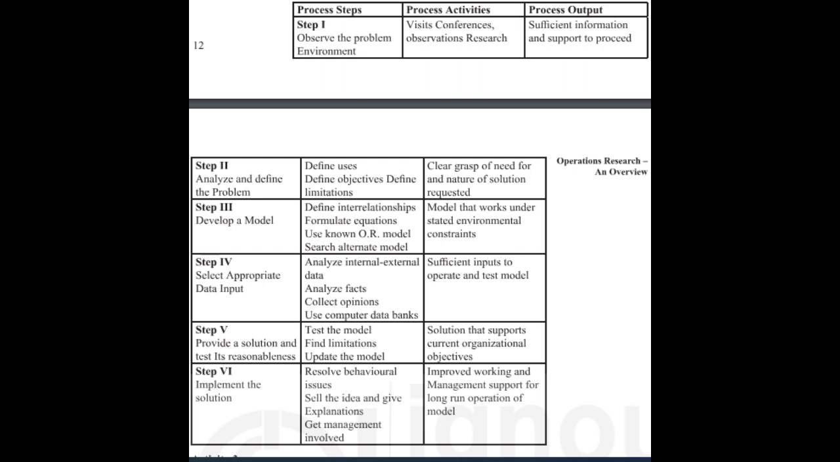Step 3. Develop a model. Step 3 is to construct a model. A model is a representation of some real or abstract situation. OR models are basically mathematical models representing systems, processes or environment in the form of equations, relationships or formulae. The activities in this step are defining interrelationships among variables, formulating equations, using known OR models or searching for suitable alternate models.